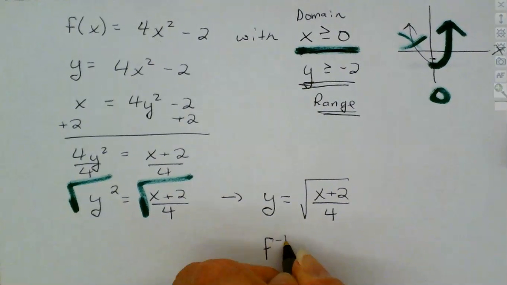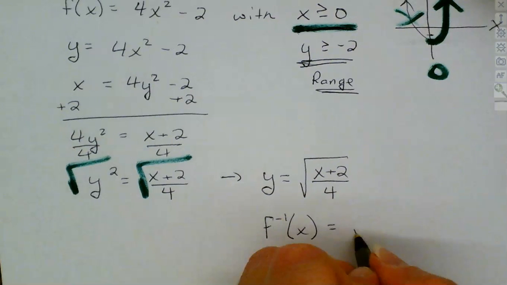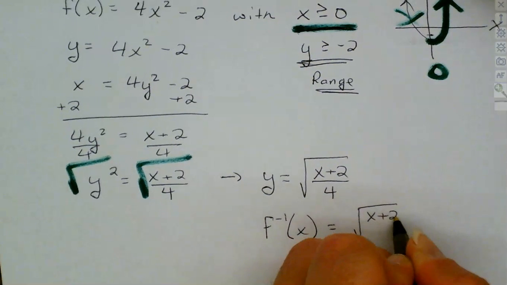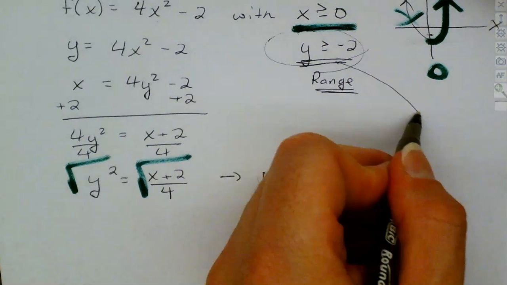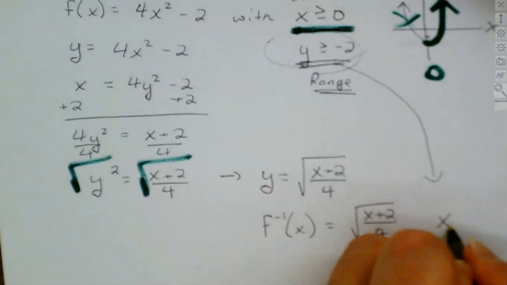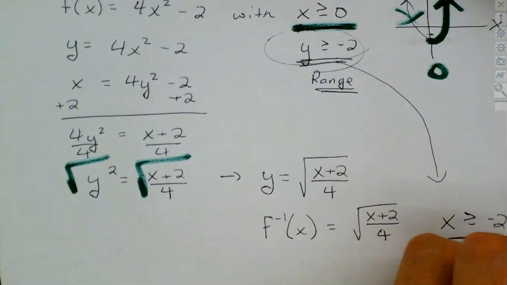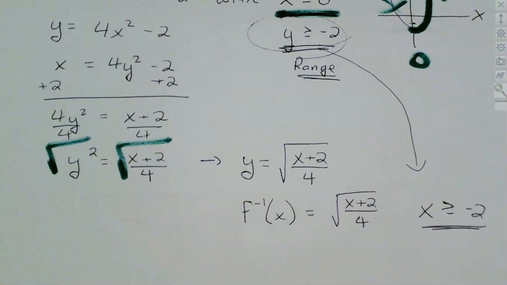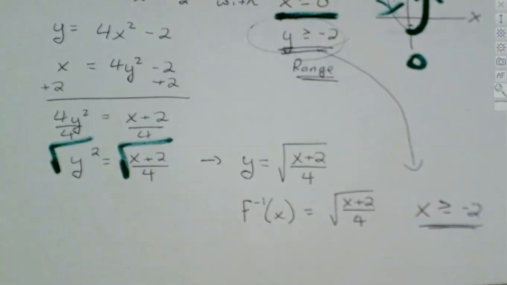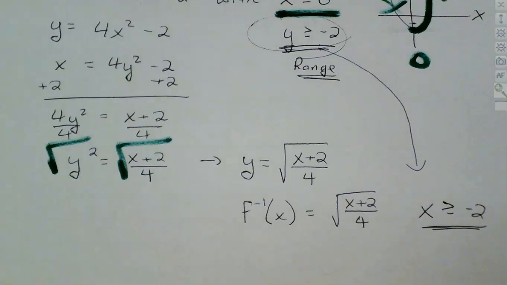So my f inverse of x is now going to be, when I rewrite it, the square root of x plus 2 over 4. And this domain, or this range here, becomes my domain. And we add on this restriction that x must be greater than or equal to negative 2. Because your range becomes your domain. And if they give it to you, you have to keep track of it. Because we restricted the domain, so we also restricted the outcome, the range.